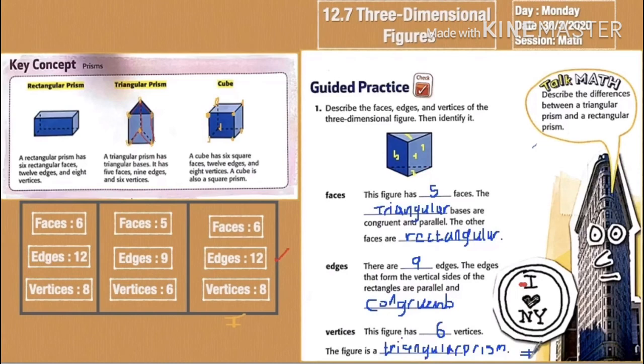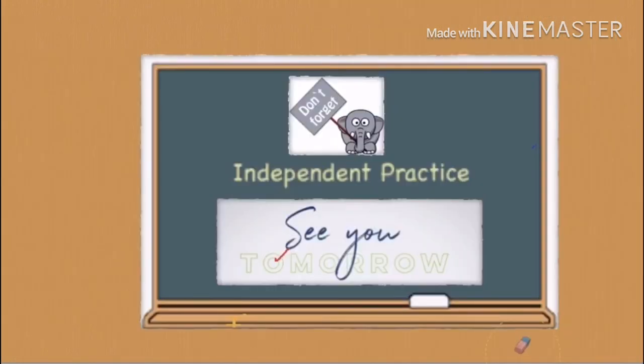So we are done with this last example. We have it here in this lesson. So I think you are able to go ahead and do the independent practice by yourself, and I will see you tomorrow with a new lesson.